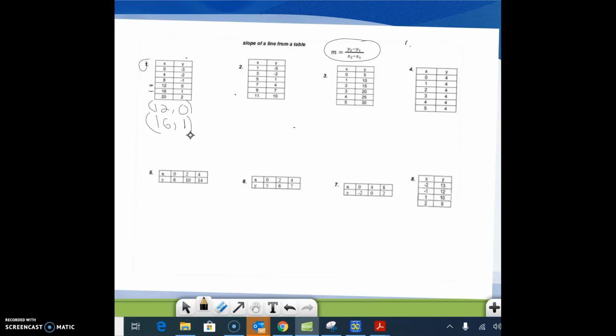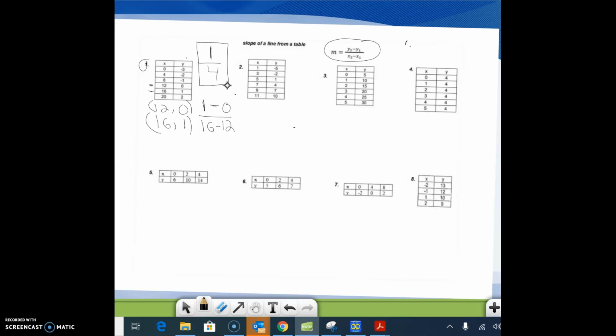So what we're going to do is you're going to take y2 minus y1, y's on top, x2 minus x1, so 1 minus 0 would be 1, 16 minus 12 would be 4, and there's my slope. Seem pretty easy?